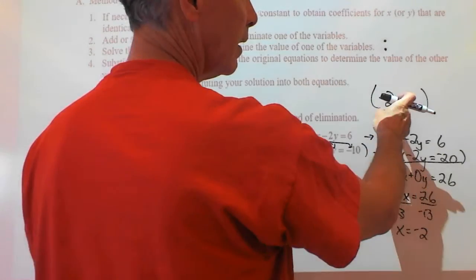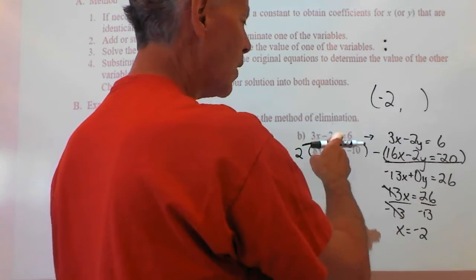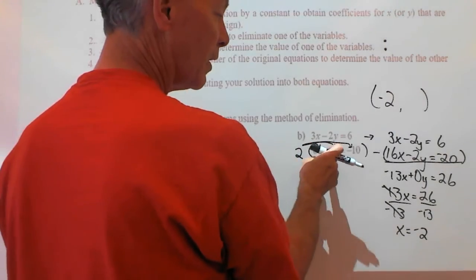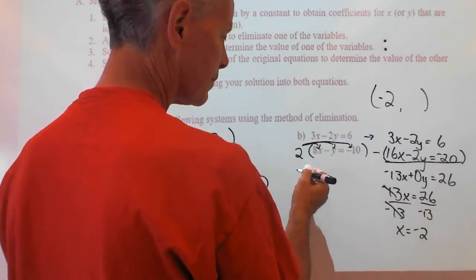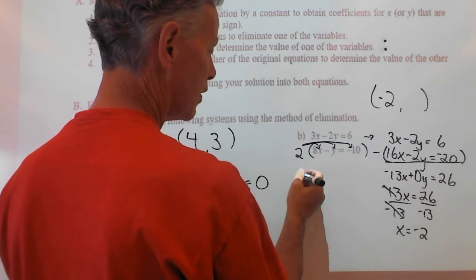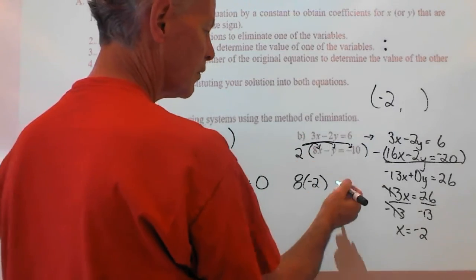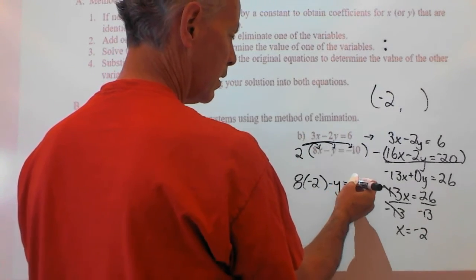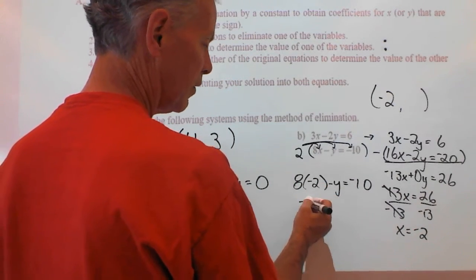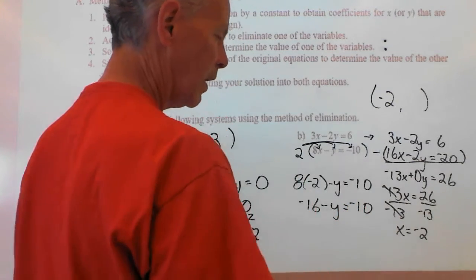Next part. Take your value for x, substitute it into either equation, doesn't matter which one. I'm going to sub it into this second equation here. So, if x equals negative 2, my second equation becomes 8 times negative 2 instead of 8x minus y equals negative 10. Simplify. 8 times negative 2 is negative 16 minus y equals negative 10.